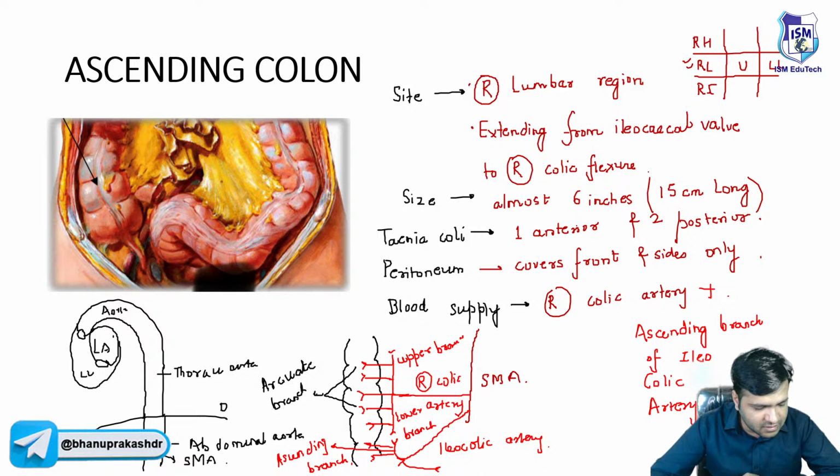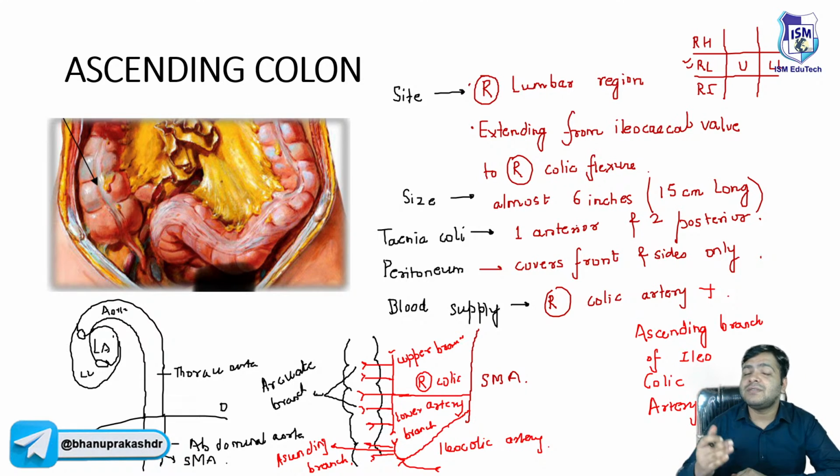So yes, that is something you have to remember. I always ask my students to trace the path, beta. If I ask you about the ascending branch of the ileocolic artery, it is a branch of the ileocolic artery. The ileocolic artery is a branch of the superior mesenteric artery. The superior mesenteric artery is a branch of the abdominal aorta, a ventral branch.